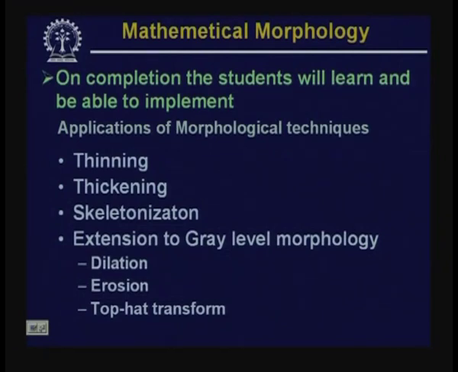Then we will extend what we discuss till skeletonization, that is the application of morphological techniques on binary images. We will see how to extend these morphological operations to gray level images. So, we will call it gray level morphology, and we will see a few of the morphological operations like dilation and erosion, which is nothing but an extension of the binary morphology to gray level morphology, and a particular application like the top hat transform that we are going to discuss in today's lecture.